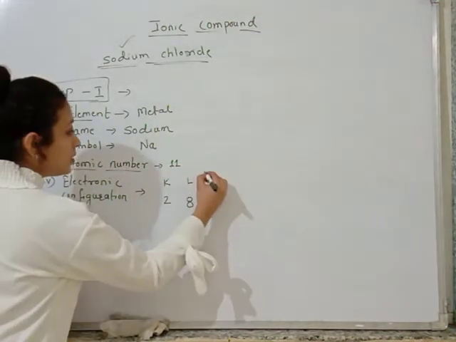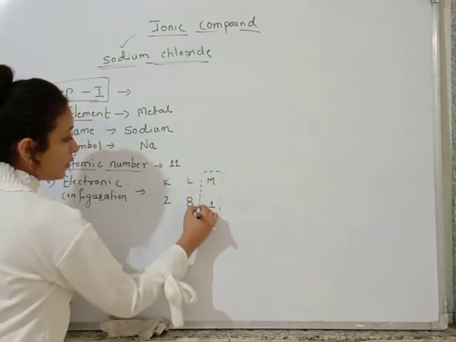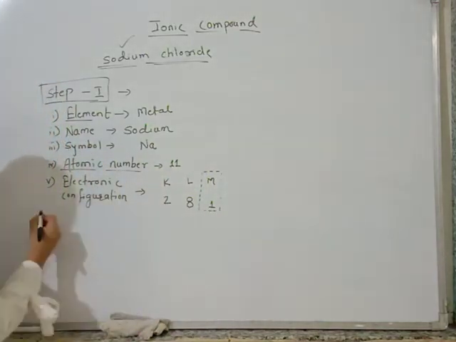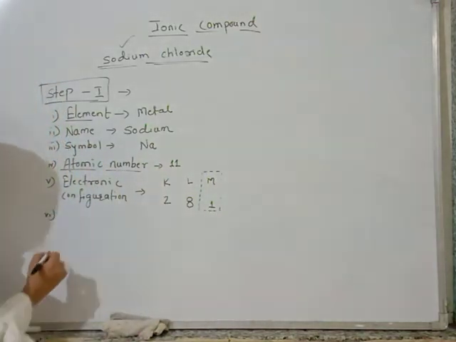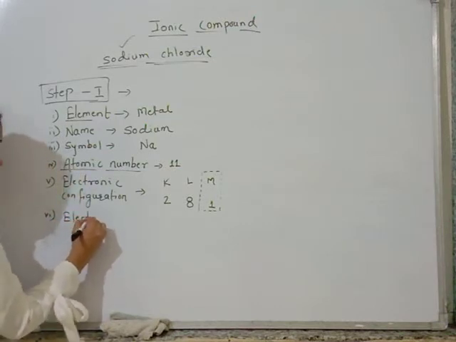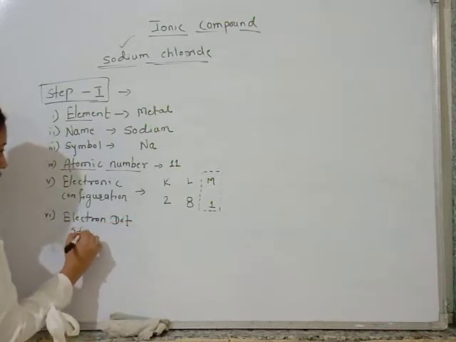Now we are going to highlight this last step because we are going to write this many electrons in the next step. So the 6th step is writing the electron dot structure.